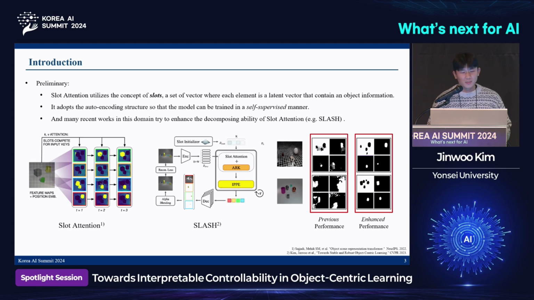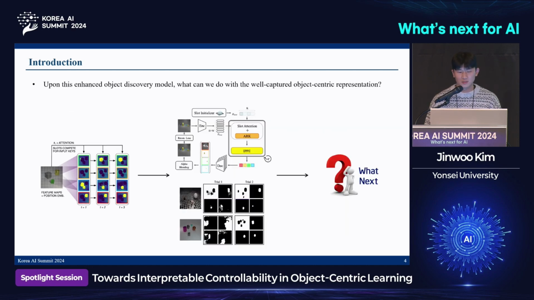One of the most famous baselines in object-centric learning is slot attention, and slot attention utilizes the concept of slots, which is a set of vectors where each element is a latent vector that contains object information. And slot attention adopts an auto-encoding structure, so we can train it in a self-supervised manner. And many recent works in this domain have tried to enhance the decomposing ability or object discoverability of slot attention. And one example is SLASH, which is our previous research.